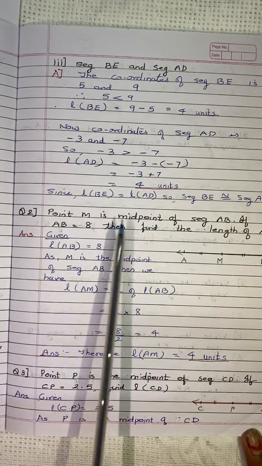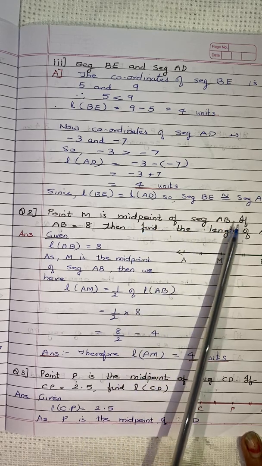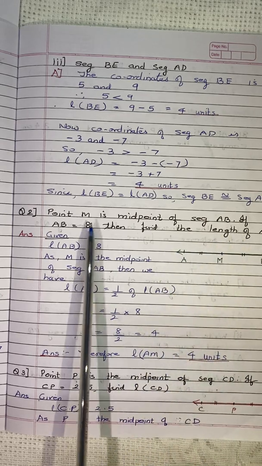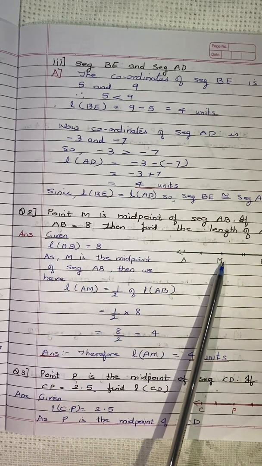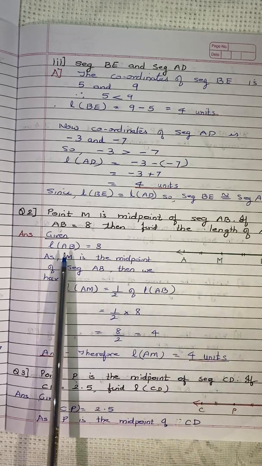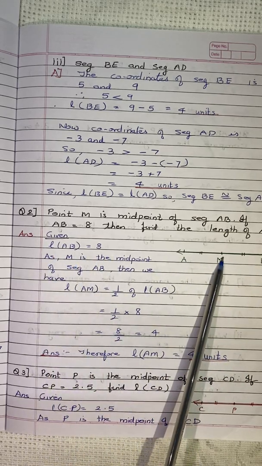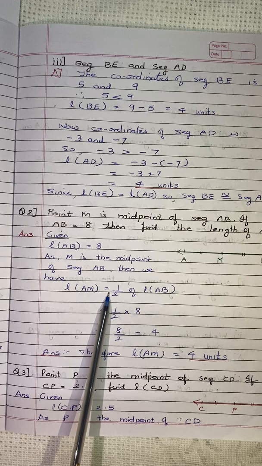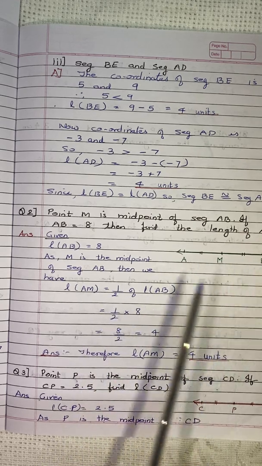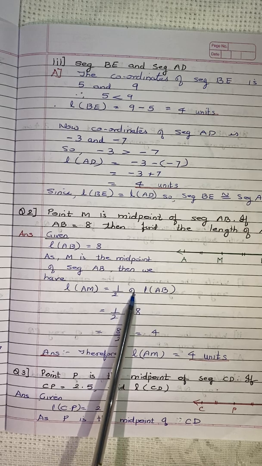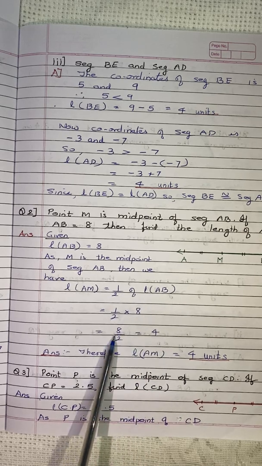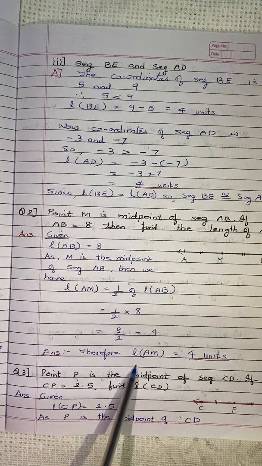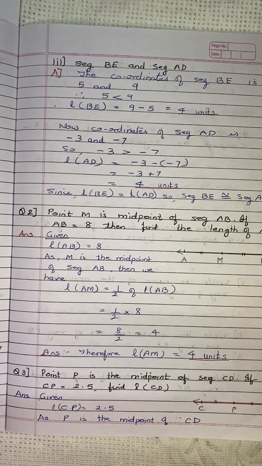Question 2. Point M is the midpoint of segment AB. If AB is 8, then find the length of AM. Now AB is 8, so this full length is 8. As M is the midpoint of segment AB, the length of AM is equal to half of the length of AB. Half of means multiplication. Length of AB is 8. So 8 ones are 8, 8 upon 2, 8 divided by 2 is 4. Therefore the length of AM is equal to 4 units.